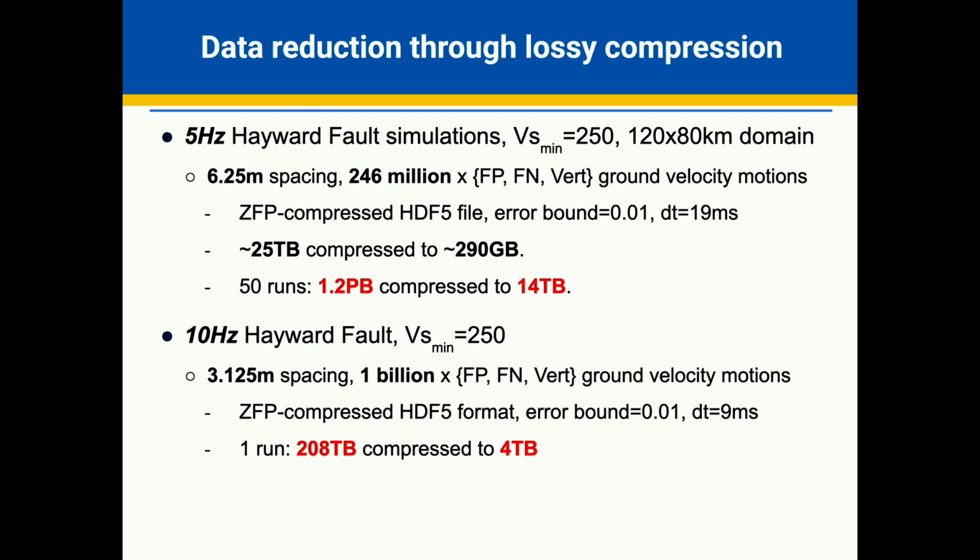So using this lossy compression, we have significantly reduced the total size of our simulation output, the entire surface grid points. So for example, for the 5 Hz runs, for the 50 runs, the uncompressed data was previously 1.2 petabytes, and we were able to compress it to just 14 terabytes. This is actually both with lossy compression and time downsampling with a factor of 16. And similarly, for 10 Hz runs, the one run that produces 200 terabytes of data, we can effectively compress to just 4 terabytes. It's much more manageable, and we have the storage space to store them for the long term.